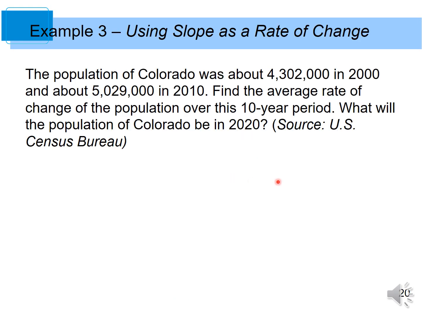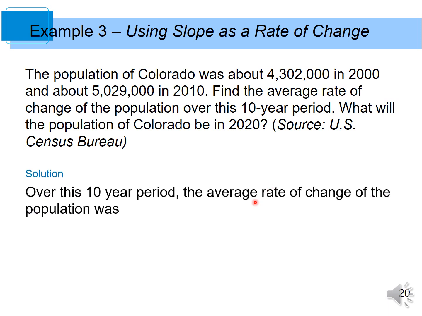We try another example. The population of Colorado was about 4,302,000 in 2000 and about 5,029,000 in 2010. Find the average rate of change of the population over this 10-year period. And what will the population of Colorado be in 2020? Look at the solution here.